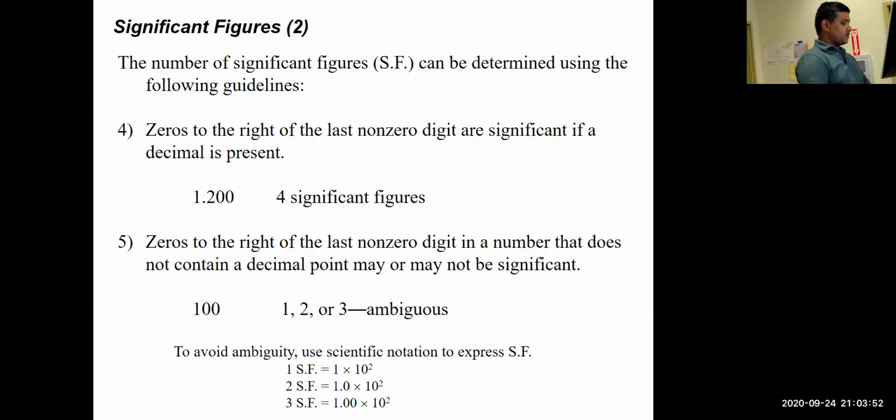Now let's see, where are we? So we just discussed what scientific notation is. Whenever you have larger numbers like this, to avoid the ambiguity, you could just convert that number into scientific notation so that you would know how many significant figures are there.